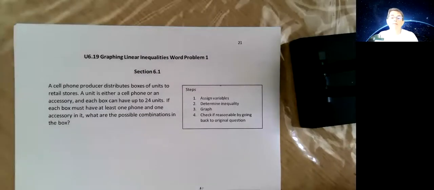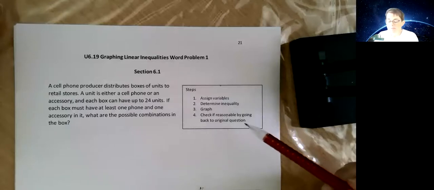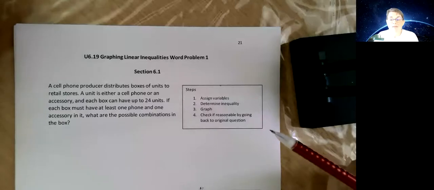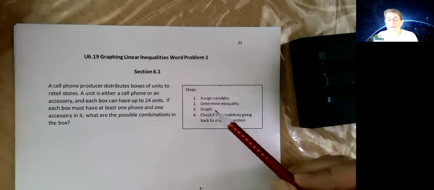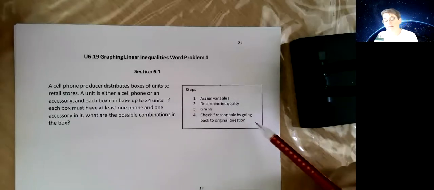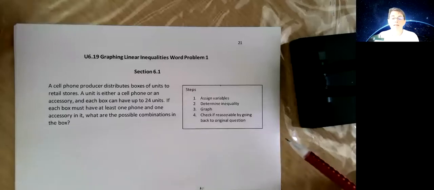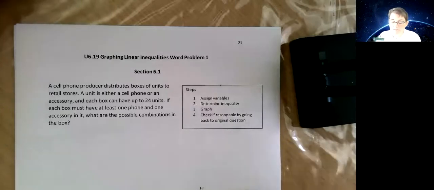So we are going to graph a linear inequality, and it's going to be based on a word problem. On the right hand side here, I threw some steps. The extra things we have to do: assign some variables, then determine the inequality, and then we graph like we always did. So it's graph it, checkpoints, do you dot it, and then you get to check if it's reasonable going back to the original question. There are just a couple extra steps in there, nothing too difficult, and I'll give you some pointers along the way to make it easier for you. All right, so let's get started.